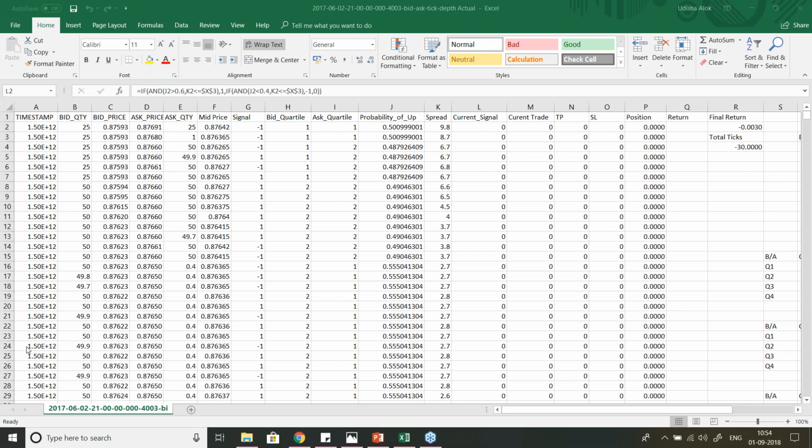So the probability of the market moving in a certain direction is the output that our algo gives on going through the order book. Yes, Rohit, that is correct, absolutely correct.